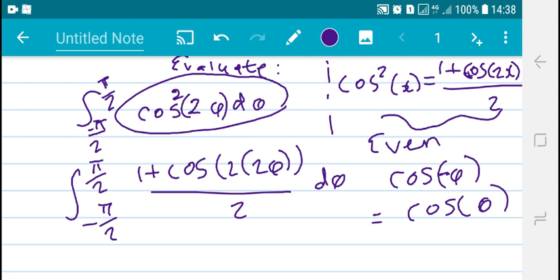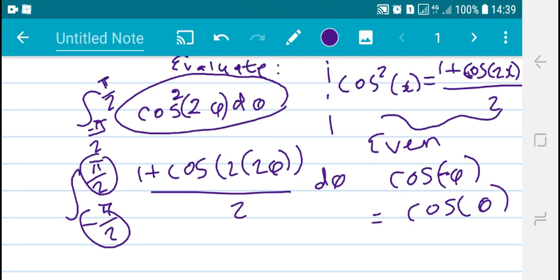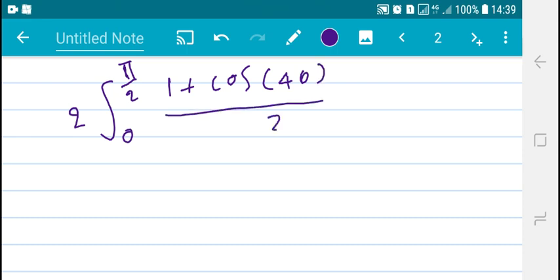And of course, we notice that this integral is symmetrical, from negative pi over 2 to pi over 2. Since it's symmetrical for an even function, we just multiply by 2 and evaluate from 0 to pi over 2. Let me just demonstrate how this is done. So it's 2 times the integral from 0 to pi over 2, and then we input the integrand again: 1 plus cosine of 2 times 2 theta, which is 4 theta, over 2 d theta.